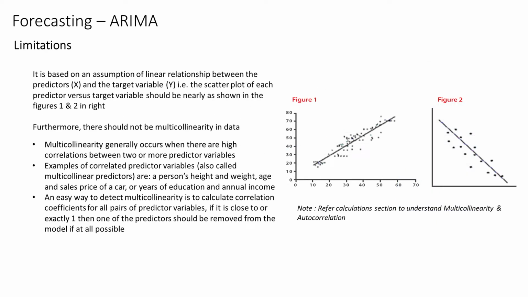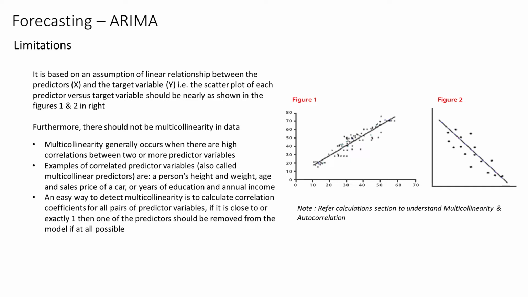When using this analytical technique, there is an assumption of a linear relationship between the predictors, x, and the target variable, y. i.e., the scatter plot of each predictor versus target variable should be nearly as shown in figures 1 and 2 in this graphic. Further limitations include the assumption that there is no multicollinearity in the data.